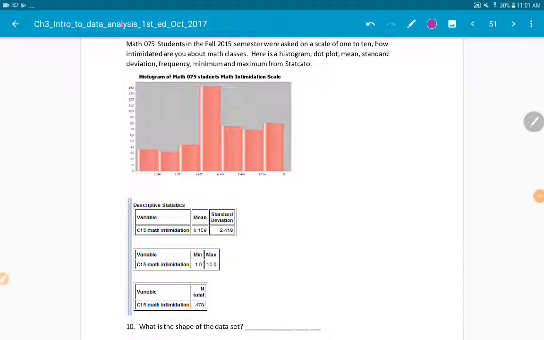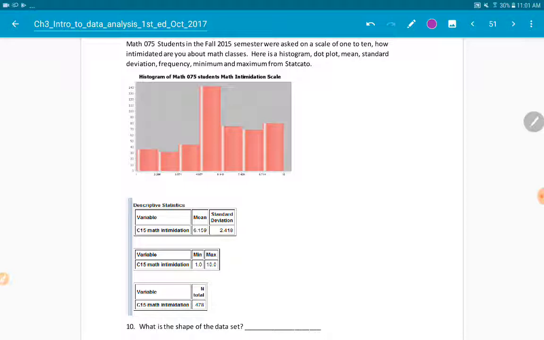The next 2 pages of the Unit 3 review section look at this data in this histogram. The Math 075 students in fall 2015 semester were asked on a scale of 1 to 10 how intimidated they are about their math classes. So here's a histogram of those answers.